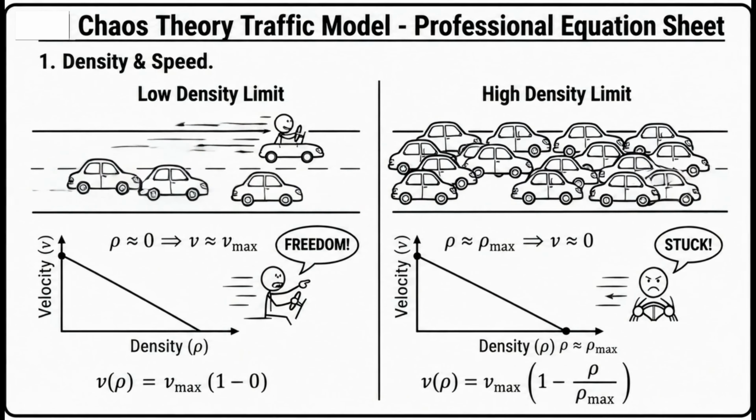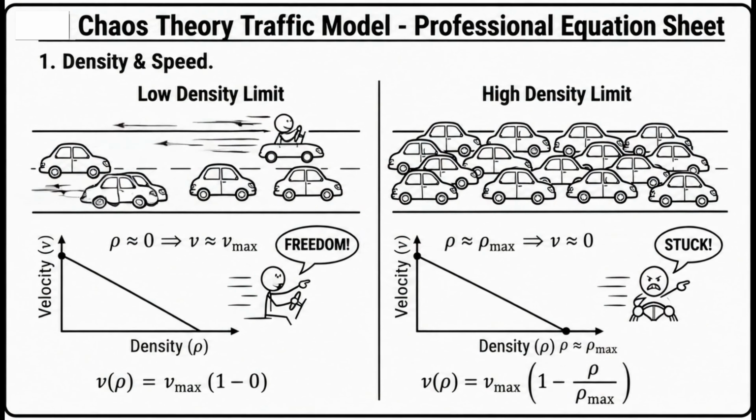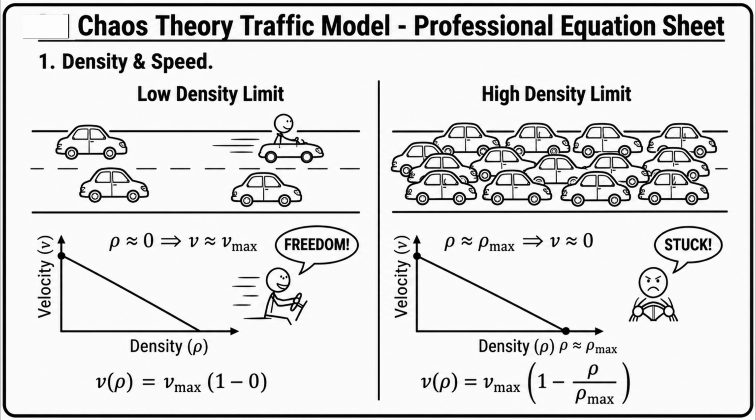When roads are empty, drivers travel near their maximum speed. As density increases, drivers must slow down. This relationship can be described using V of rho equals V max times 1 minus rho over rho max. Here, V of rho equals traffic speed. V max equals maximum speed. Rho equals current density. Rho max equals maximum density. As density increases, speed decreases. More cars mean less space. Less space means slower traffic.